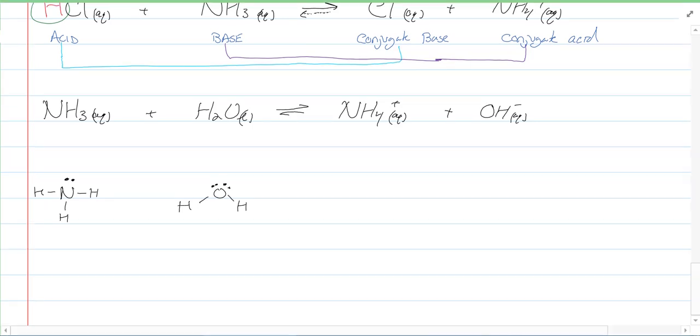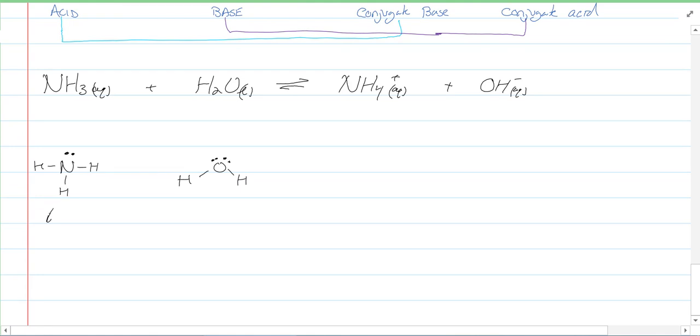So ammonia has two options. It can go to either NH2 minus or NH4 plus. I can either take an H away or add an H. Water can either go to H3O plus or OH minus. So which one's more likely? Well, NH2 minus is not as likely. It's not as likely because of formal charge. You'd have 1, 2, 3, 4, 5, 6, 7. It'd be minus 2 on nitrogen.